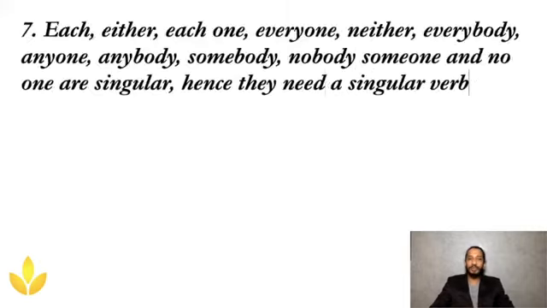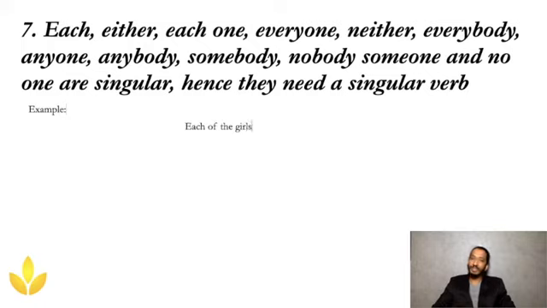Finally, rule number 7. Each, either, each one, everyone, neither, everybody, anybody, anyone, somebody, nobody, someone, and no one. So all these words are singular. So hence, whenever these words are used, we'll always use a singular verb. So let's look at a couple of examples for this.